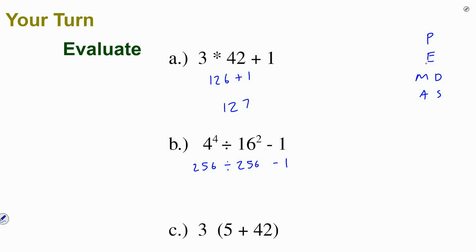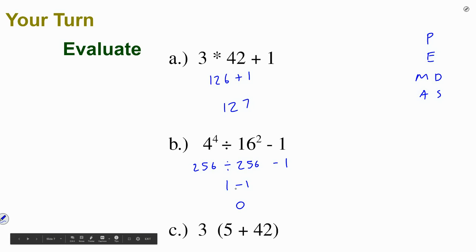So I did my exponents first, my one exponent, my other exponent. Next, I'm going to go into multiplication and division. Well, 256 divided by 256 is 1, and 1 minus 1 is 0 because that's my only operation left over, that is addition subtraction.